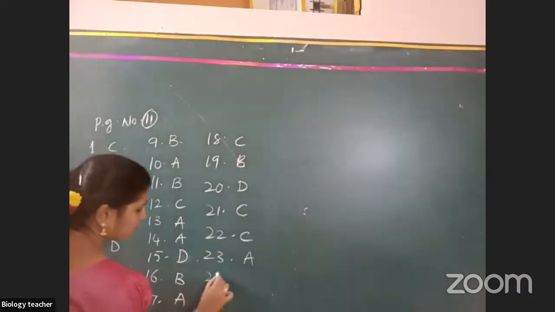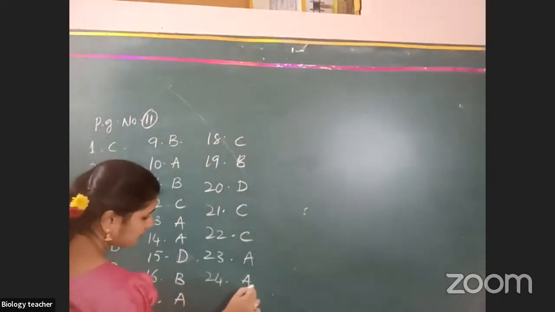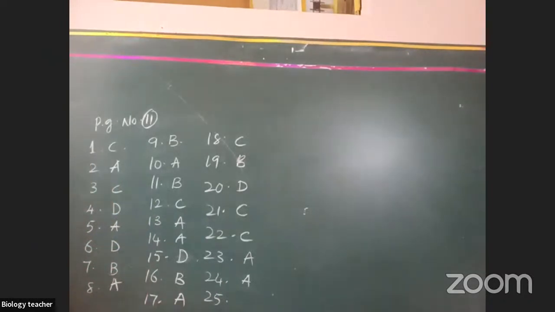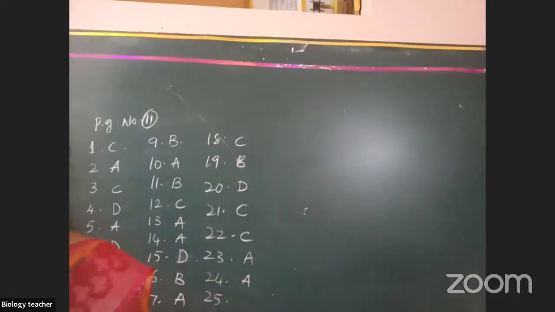24A. Next, 25th. The history of the cell began in 1665 with the publication of Micrographia in London. Micrographia is a book written by Robert Hooke. In 1665 only he discovered the cell. So there he has written all his findings in a book known as Micrographia.